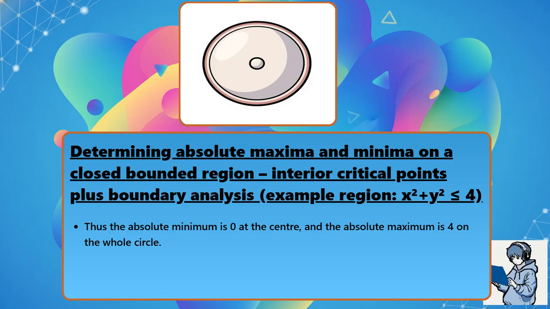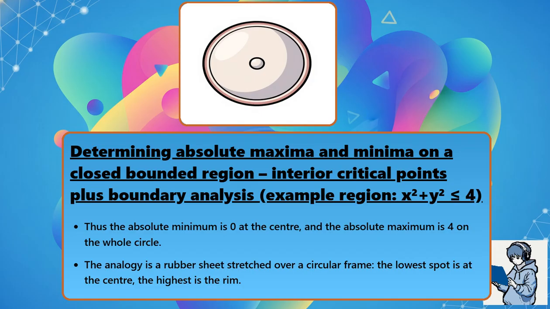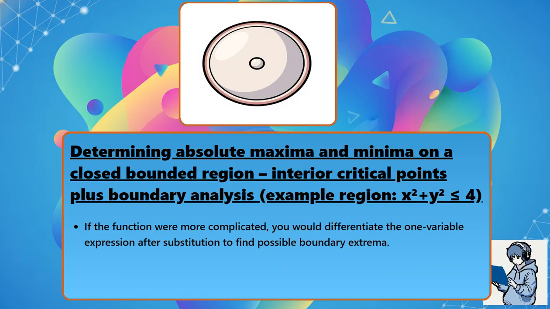whole circle. The analogy is a rubber sheet stretched over a circular frame. The lowest spot is at the center, the highest is the rim. If the function were more complicated, you would differentiate the one variable expression after substitution to find possible boundary extrema.